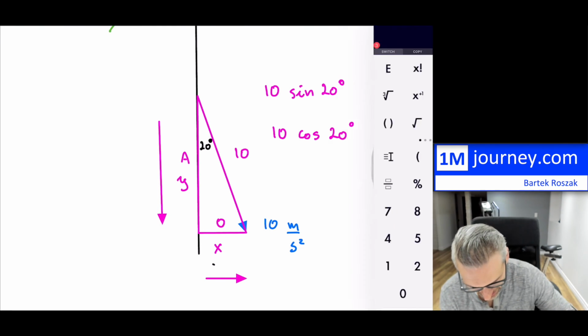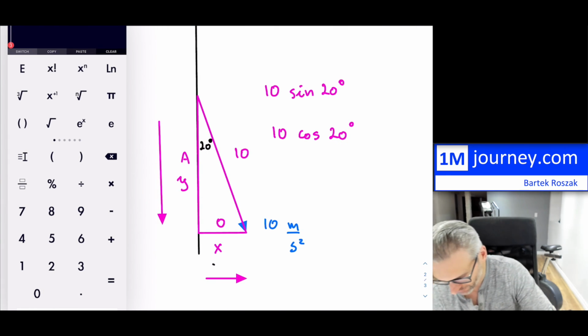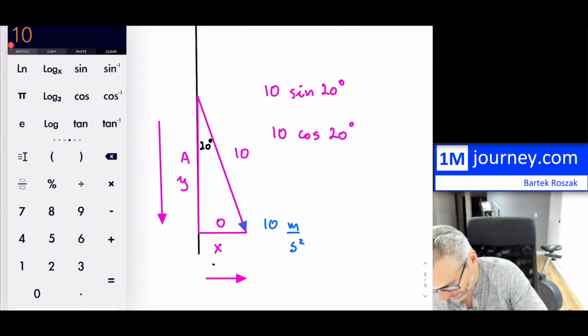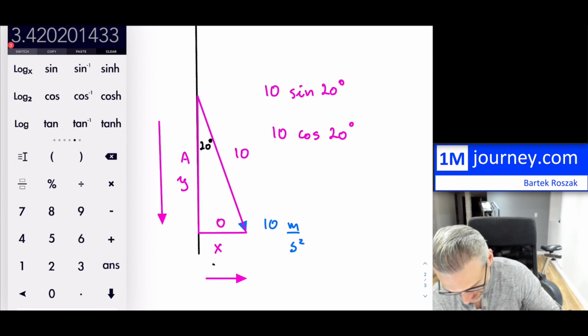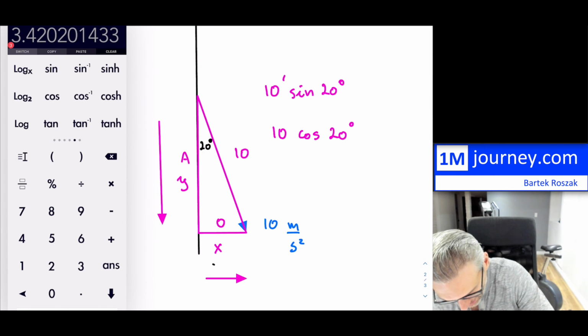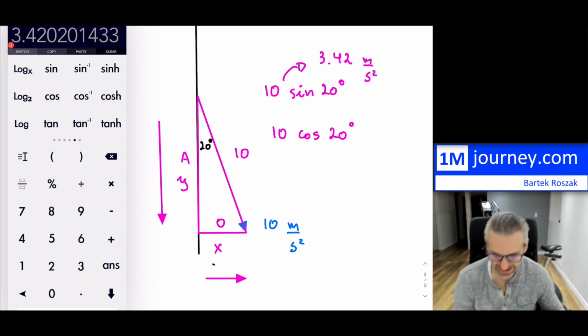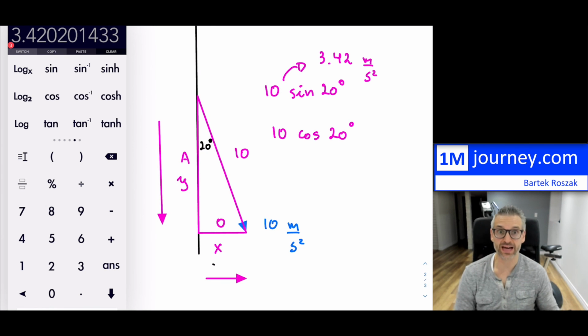So let's calculate these out. If I take all of this, it's going to be 10 times the sine of 20 degrees. What does that equal? Computed, this right here is 3.42 meters per second squared. So that's the component of maybe an acceleration, and it's in the x direction. Just notice it's in the positive direction.